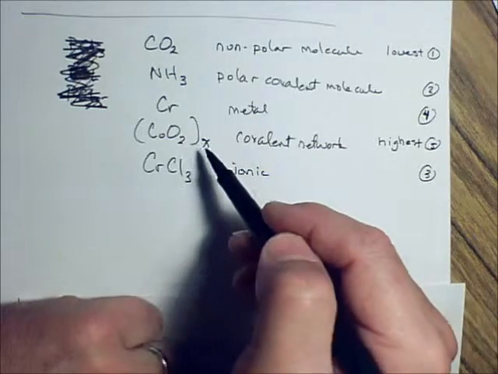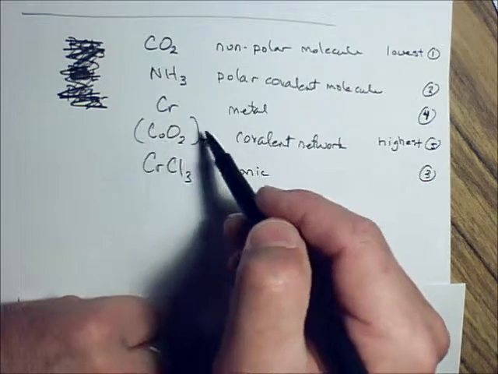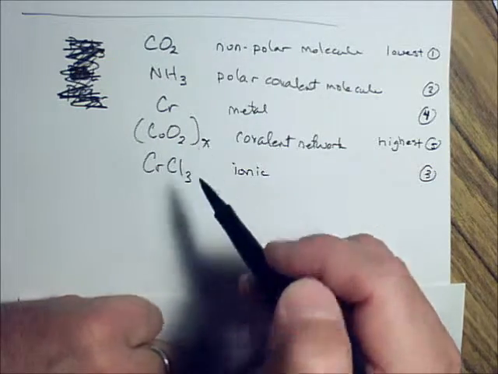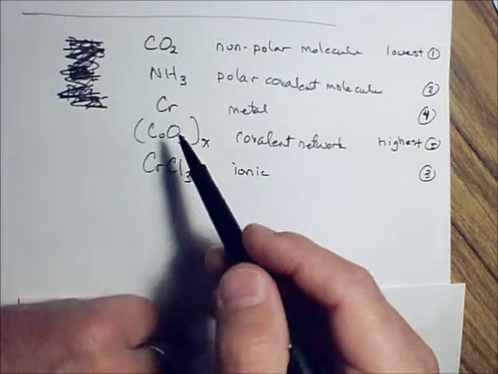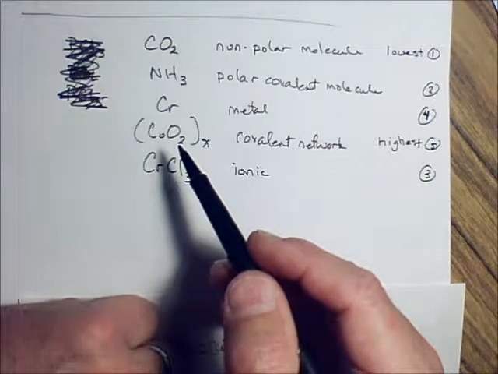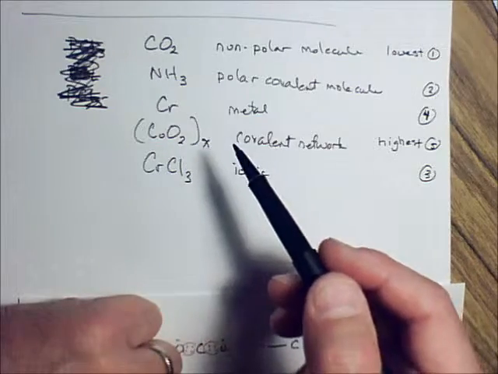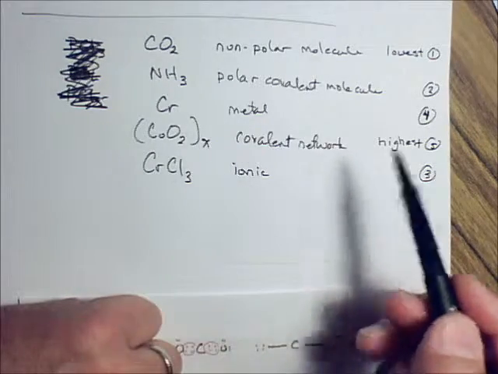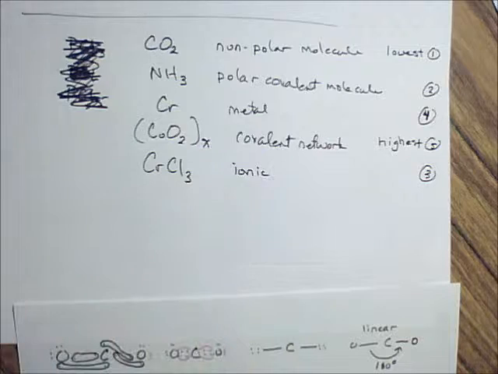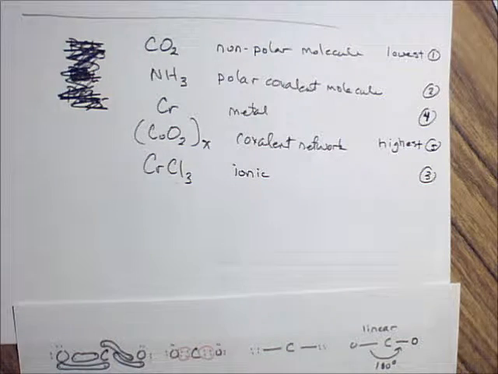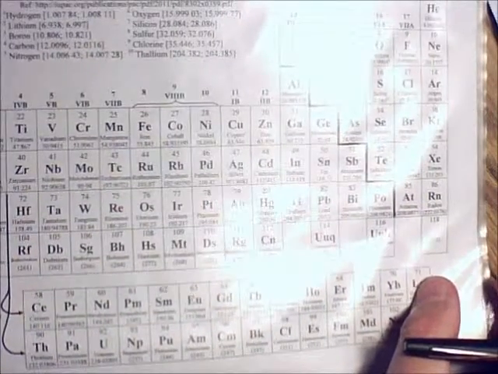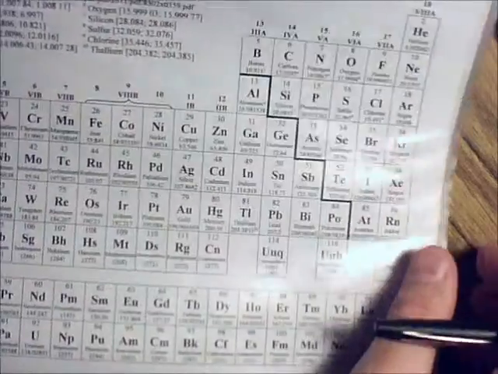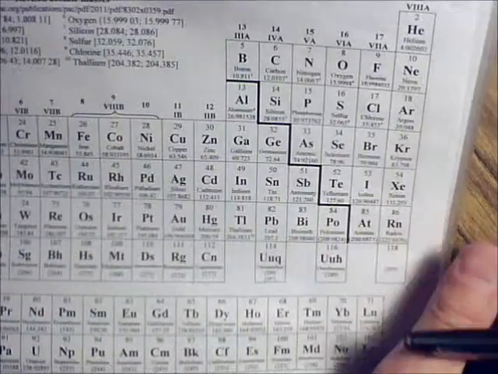You can usually tell it's a covalent network because the formula will have parentheses and an X outside. Okay? Metals, well, you have to figure out if it's a metal. That just means going to your periodic table and finding where this is, metal or non-metal. Periodic tables are split into two main regions. We've gone through those regions in Unit 2 of this class. If you don't remember that, you need to go back and look at those regions of the periodic table.